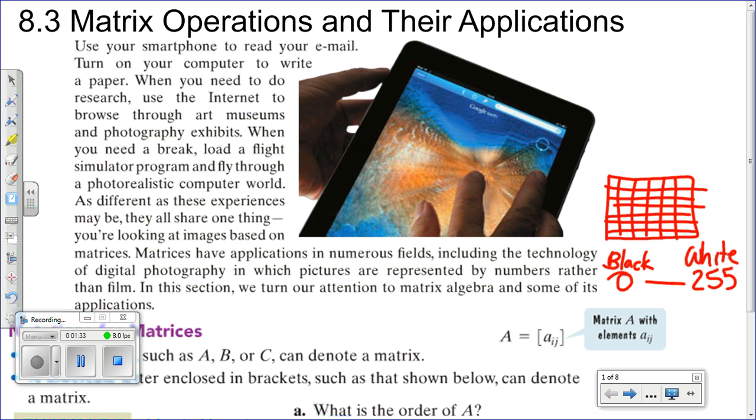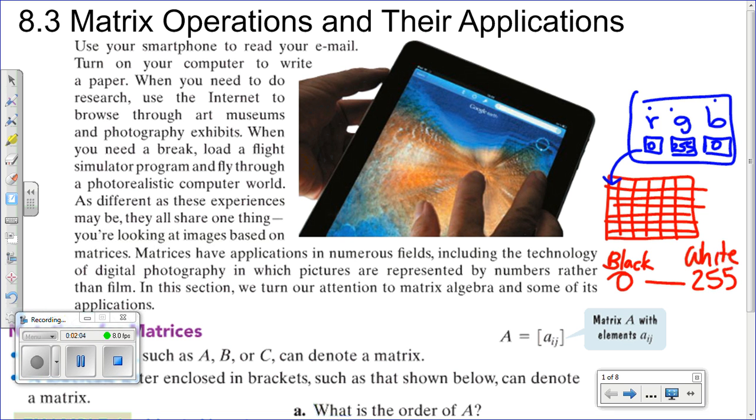If you have a color picture, every single pixel is a combination of 3 digits. Those 3 digits come from the RGB combination of colors: red, green, and blue. For example, if you want pure green, you will put a 255 here and then 0, 0 here. You can actually Google those.